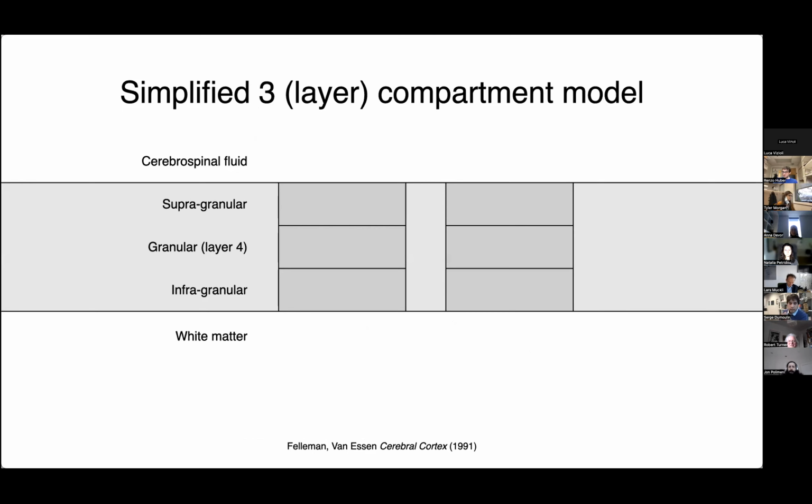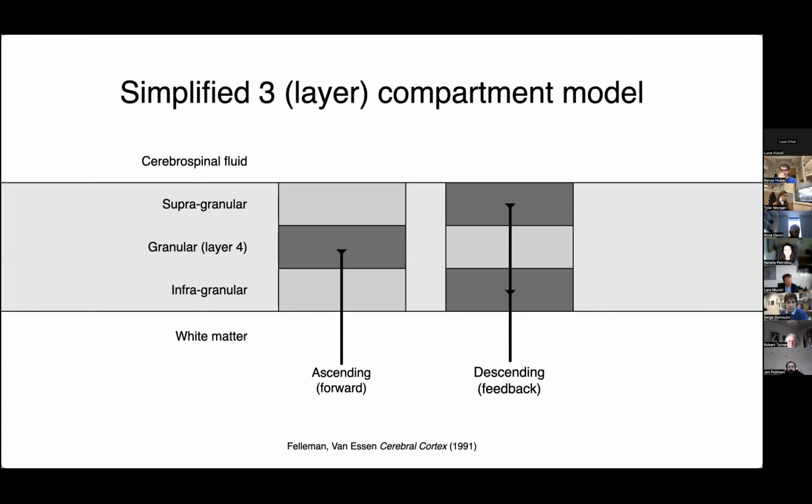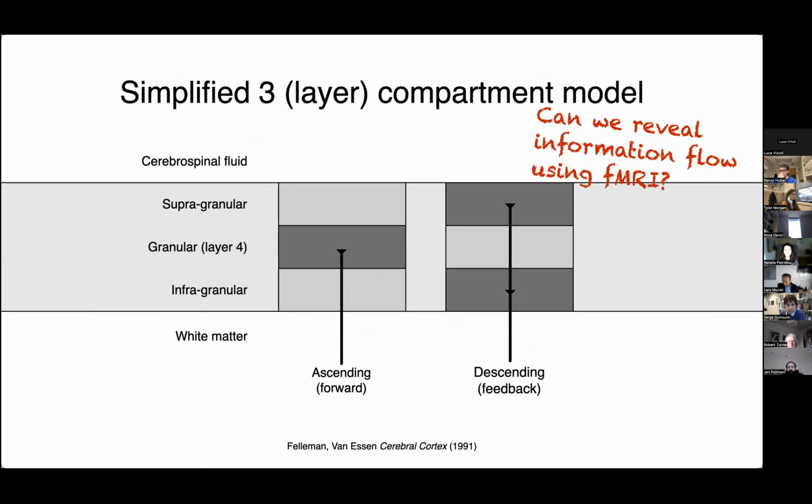One of the papers that I've found really interesting is this paper by Felleman and Van Essen, which looks at all the different connectivities between the different visual areas, and summarizes that literature. And they also published this 3-compartment model where you say, okay, ascending forward information really terminates in the central layers, and descending or feedback information terminates in the superficial and deeper layers. And this is really one of the interests for me for laminar fMRI. Can we actually dissociate these feed-forward and feedback connections with fMRI?